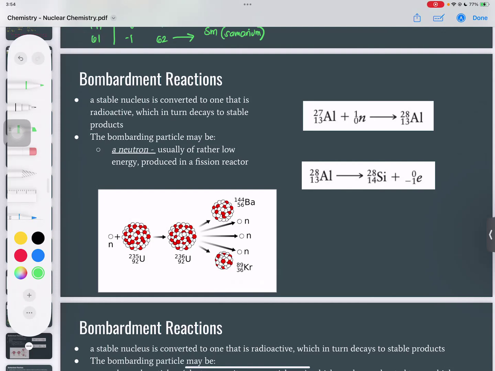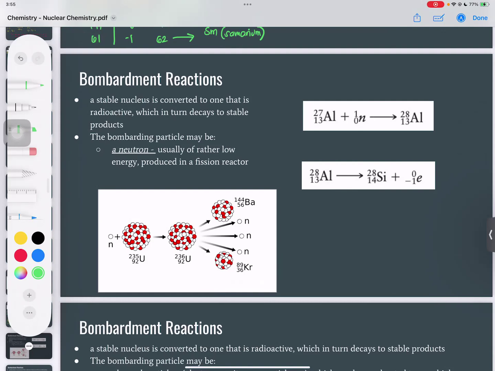And it is bombarded by a certain particle and then it becomes radioactive, which then makes it decay to more stable products. That is how they produce some of the other elements in the periodic table. So one example of a bombarding particle could be a neutron. So it is low energy. It is produced in a fission reactor. A typical example of a reaction for neutron bombardment is the following to the right.